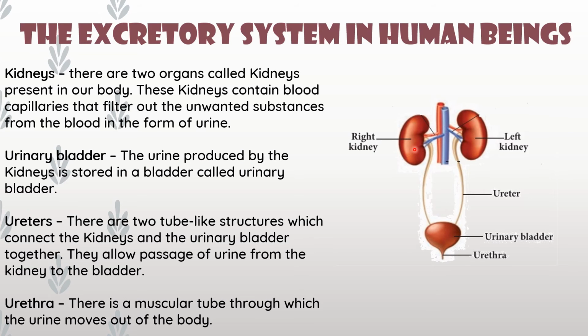And from the kidney, urine goes to the urinary bladder. The urine produced by the kidneys is stored in a bladder called the urinary bladder. So these are the kidneys, and from the kidneys, through two tubes, it comes to the urinary bladder, where urine is collected or stored. Ureters: there are two tube-like structures which connect the kidneys and the urinary bladder together. They allow passage of urine from the kidney to the bladder. Then urethra: there is a muscular tube through which the urine moves out of the body. That tube is called the urethra.